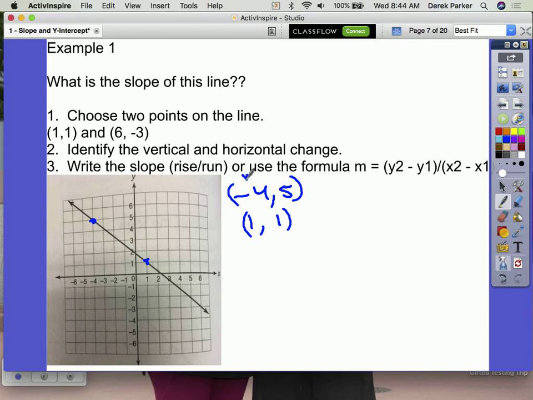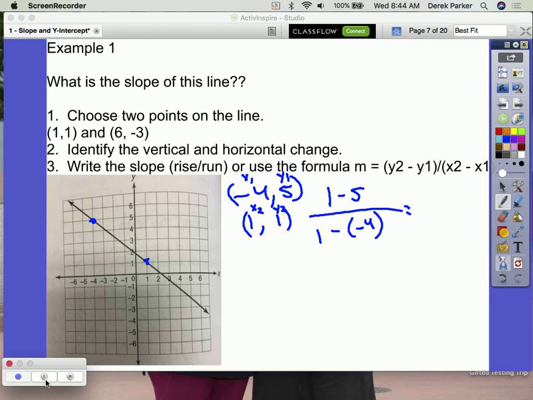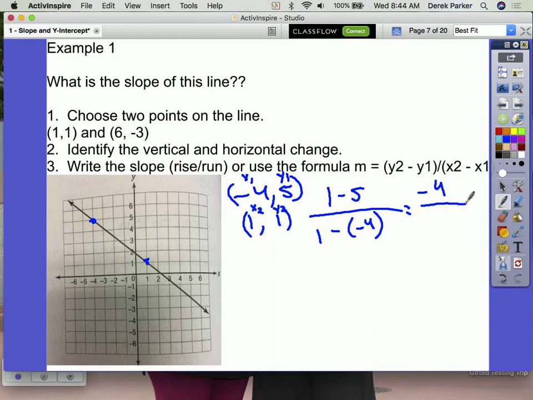Okay? x1, y1, x2, y2. 1 minus 5 over 1 minus -4. 1 minus 5 is -4. 1 minus -4 is positive 5. So it does have a negative slope. Now you can look at that graph and tell it has a negative slope. And it has a slope of 4/5.